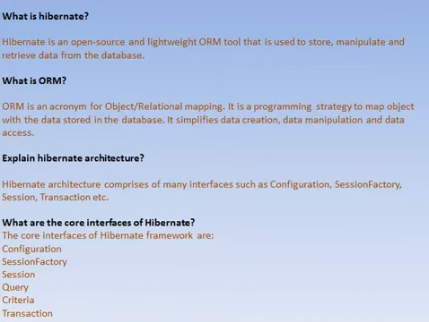Explain Hibernate architecture. Hibernate architecture comprises many interfaces such as configuration, session factory, session, transaction, etc. What are the core interfaces of Hibernate? The core interfaces of the Hibernate framework are: configuration, session factory, session, query, criteria, transaction.